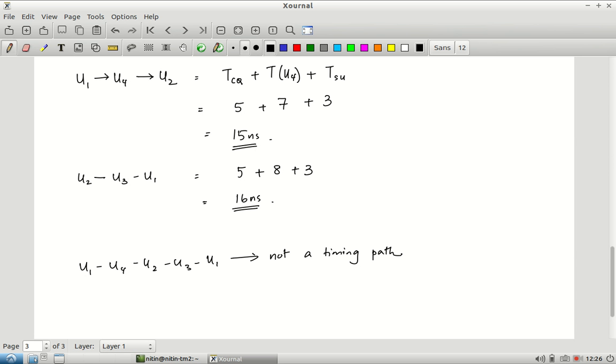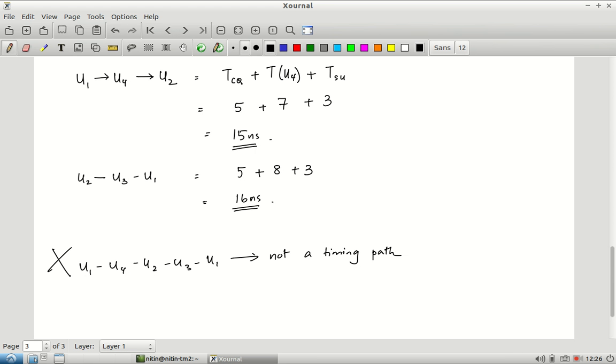So in other words, I cannot just say, okay, U1 PCQ plus U4 some combinational delay plus U2 setup time plus U2 PCQ. That doesn't make sense, right? Because once I have hit the setup time of U2, I now need to wait until the next clock edge before anything can come out of U2. So this is not something that I need to concern myself about. Please keep that in mind.